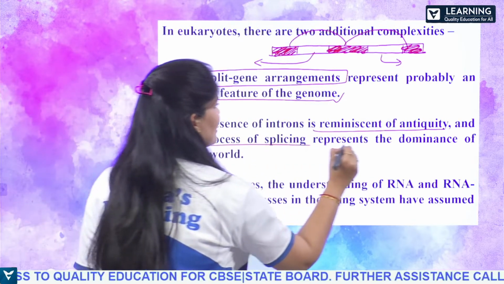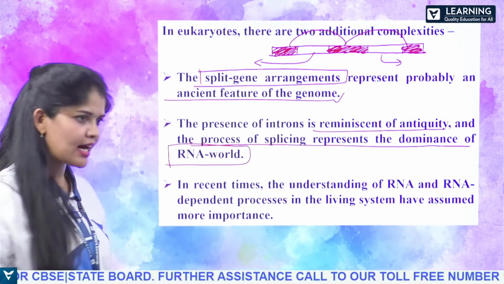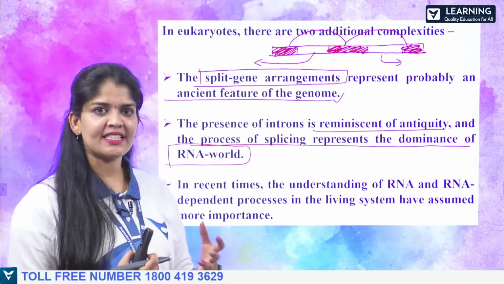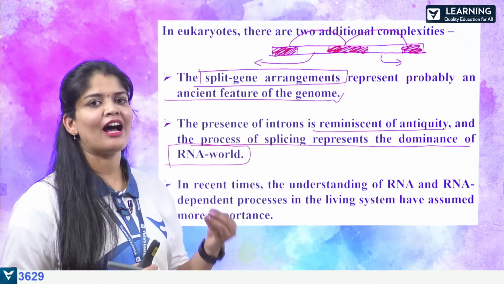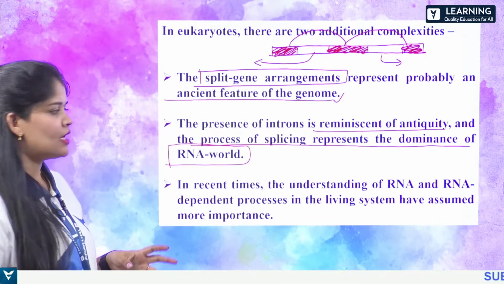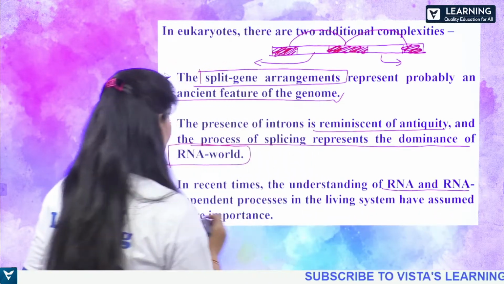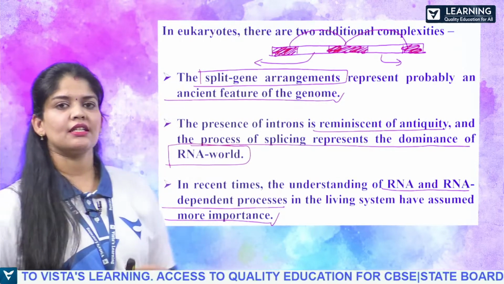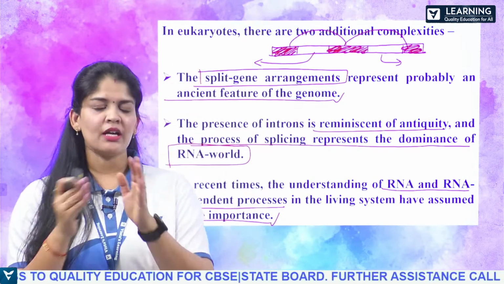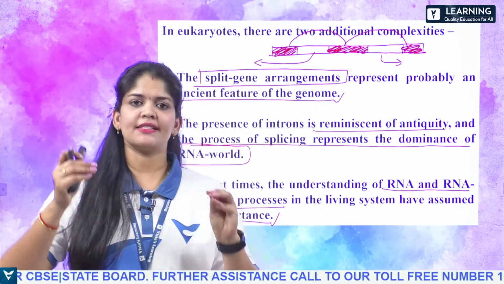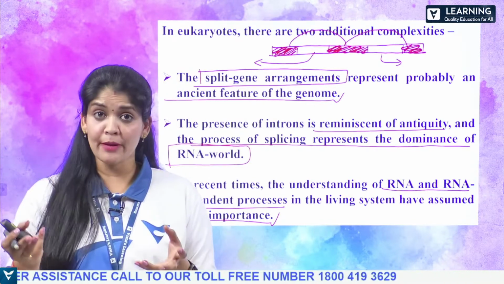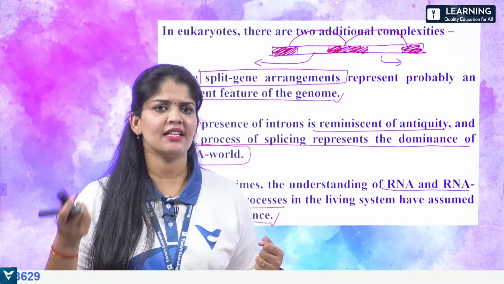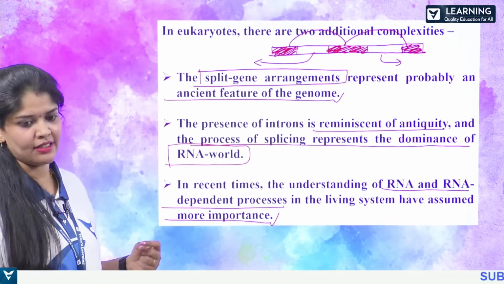And the process of splicing represents the dominance of RNA. It is the RNA nucleic acid which acted as the genetic material initially. Then modifications happened towards increasing the stability of the genetic material, and finally it is DNA. In recent times, the understanding of RNA and RNA dependent processes in the living system has assumed more importance. All the research is now towards understanding more about RNA. We have understood enough about DNA. We know that DNA is a more stable structure, and it is a very apt nucleic acid to act as a storage of the genetic information. Now the research is going towards understanding RNA. That is what we consider the RNA world, right?